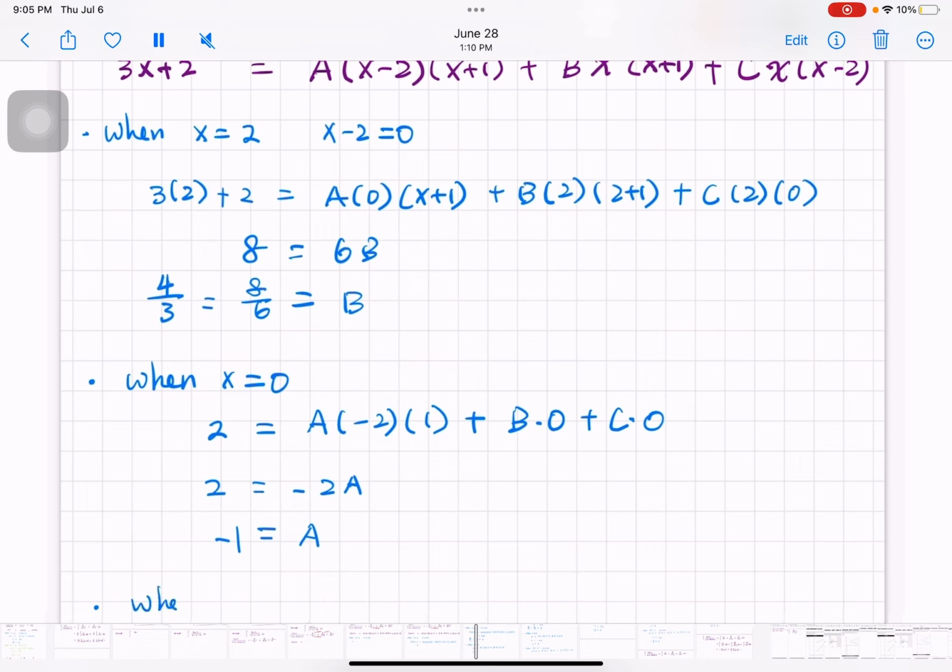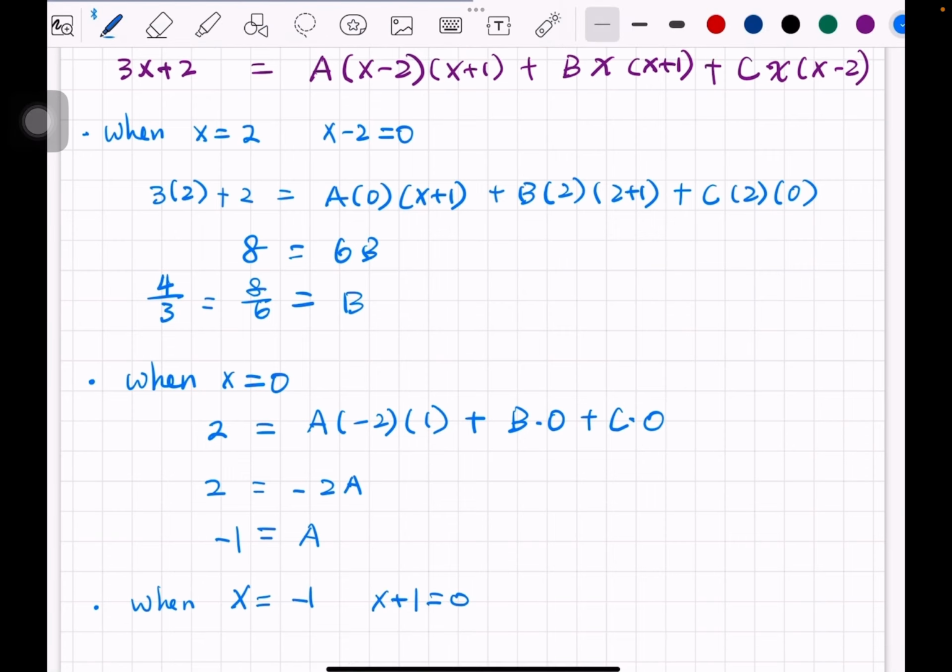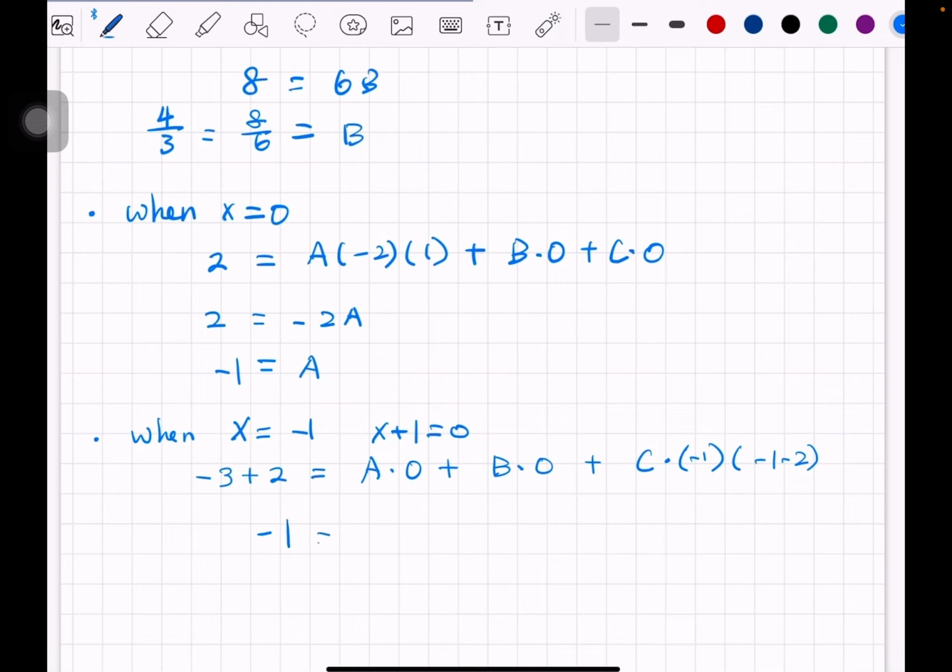And lastly, I'm going to let x equal negative 1, so x plus 1 will equal 0. In this version, it eliminates the A and the B to get C by itself. So I got negative 1 equals positive 3C, so C equals negative 1/3. Now we're going to plug the A, B, and C back into our setup.